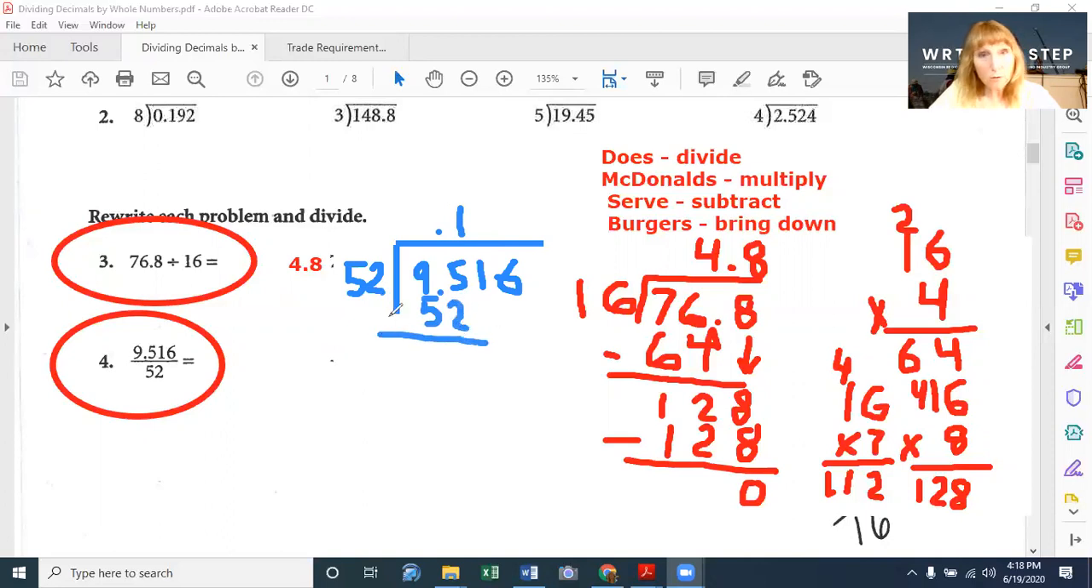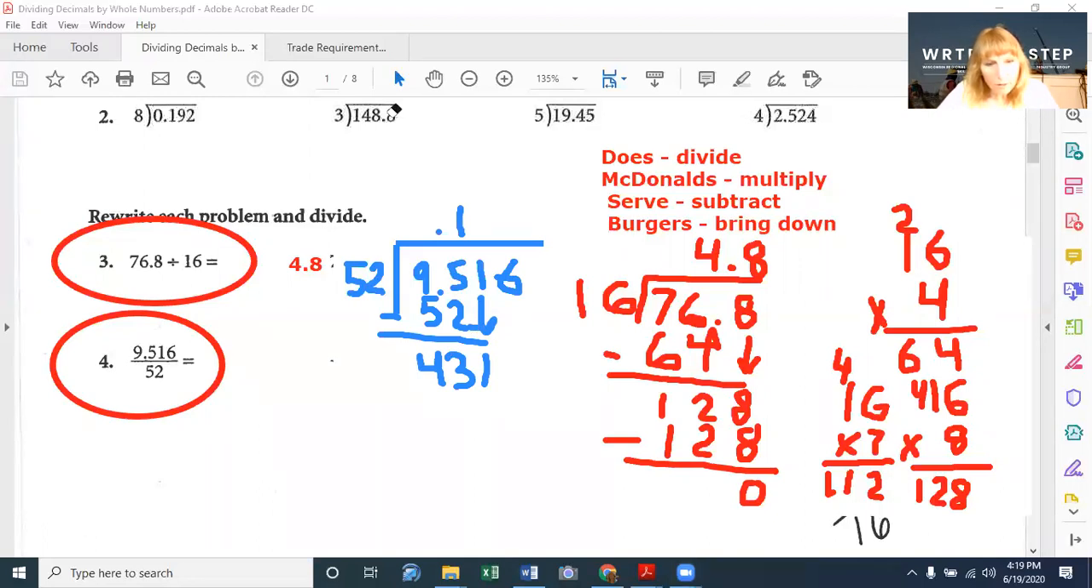95 minus 52. 5 minus 2 is 3. 9 minus 5 is 4. 43. Now I'm going to bring down my 1 right here. So 52 into 431, that's about 50, right? So it's about 50 into 450 or 400. So 2 50s is 100. 4 50s is 200. 6 50s is 300. 8 50s is 400. So let's try 52 times 8.